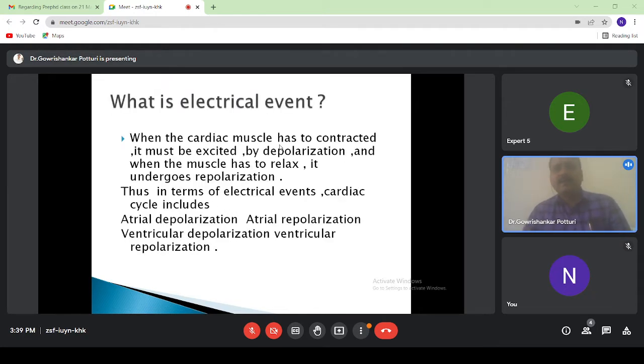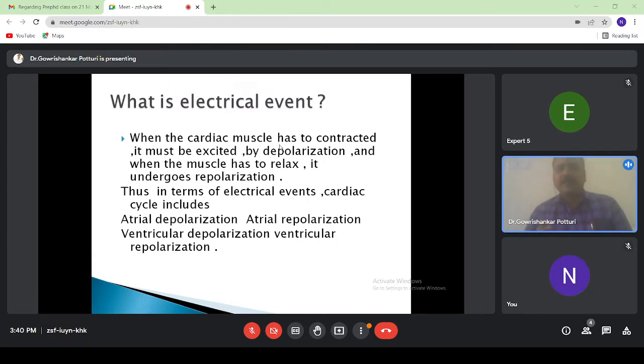Now, what is an electrical event? I have told you that ECG is nothing but picking up electrical events from the heart, amplifying them, and then tracing them on the ECG paper. Now, what is an electrical event? When the cardiac muscle has to contract, it must be excited by depolarization. And when the muscle has to relax, it undergoes repolarization. So contraction is known as depolarization and relaxation is known as repolarization.